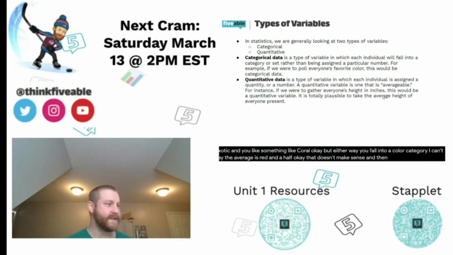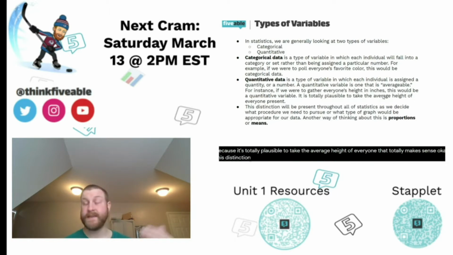And then quantitative data is a type of variable in which an individual is assigned a quantity or a number. I always like to say, is this data averageable? Can I take the average of everybody's number? And if so, then it is quantitative. For instance, if we were to gather everyone's height in inches, this would be a quantitative variable, because it's totally plausible to take the average height of everyone. That totally makes sense.